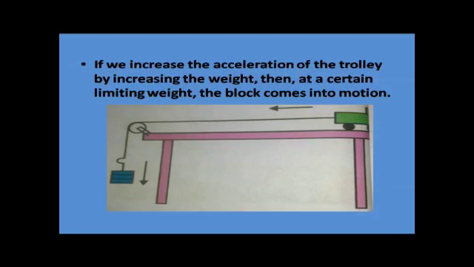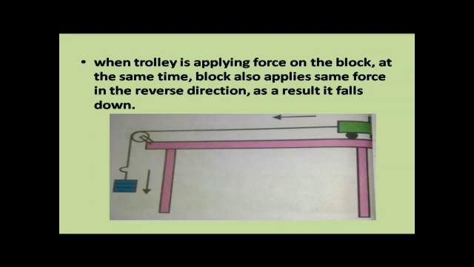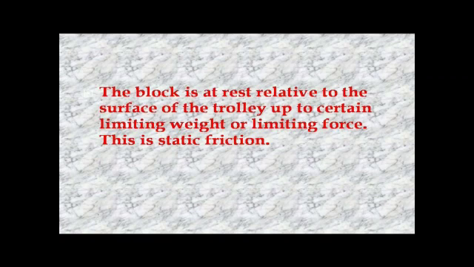If we increase the acceleration of the trolley by increasing the weight, then at a certain limiting weight, the block comes into motion. That means when the trolley is applying force on the block, at the same time, the block also applies the same force in the reverse direction. As a result, it falls down. So, in the above activity, the block is at rest relative to the surface of the trolley up to a certain limiting weight or limiting force.